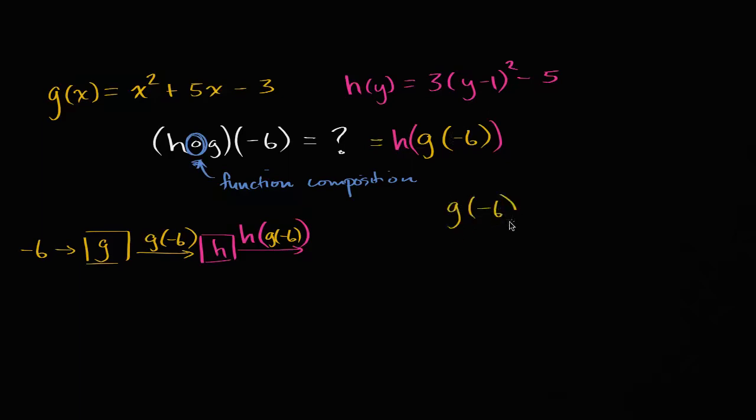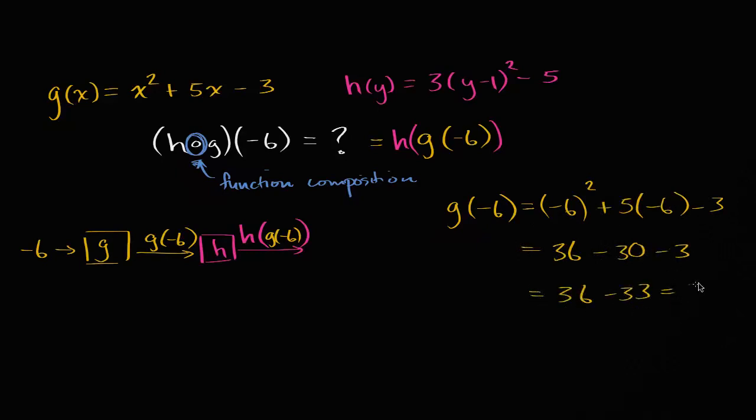G of negative 6 is equal to negative 6 squared plus 5 times negative 6 minus 3, which is equal to positive 36 minus 30 minus 3. So that's equal to what? 36 minus 33, which is equal to 3. So g of negative 6 is equal to 3. You input negative 6 into g, it outputs 3.